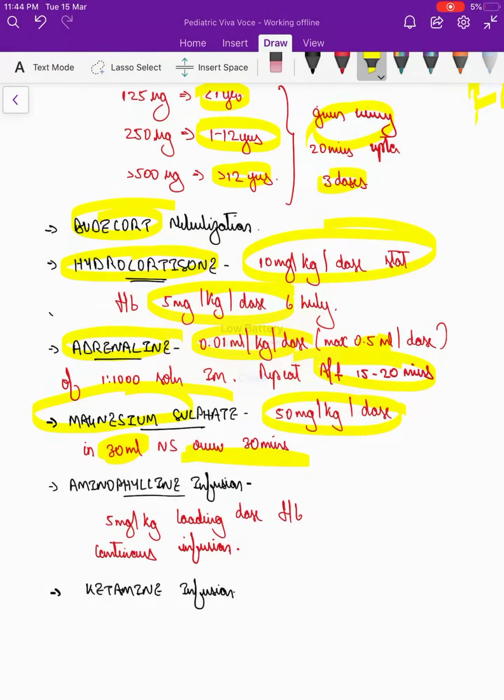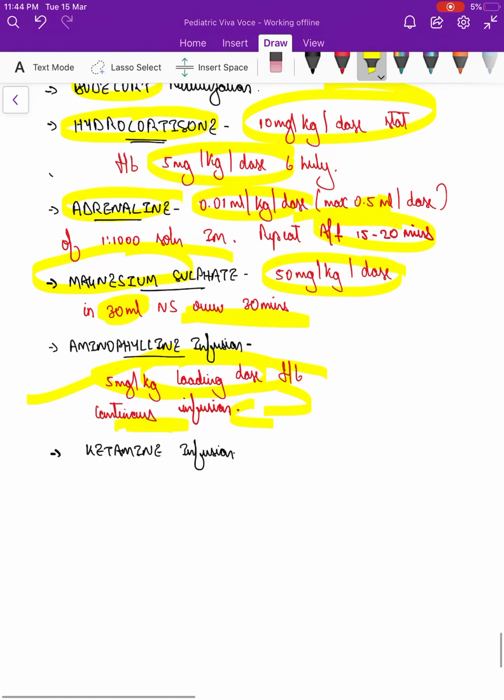If still not working, we can give aminophylline infusion, that is a 5 mg per kg loading dose followed by continuous infusion. The rate of continuous infusion differs with age, but what we need to remember is 5 mg per kg per dose of loading dose. If still not relieved, then we have to intubate the child and put the child on ketamine infusion.